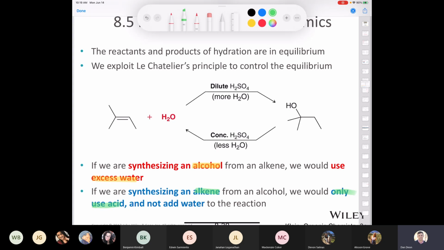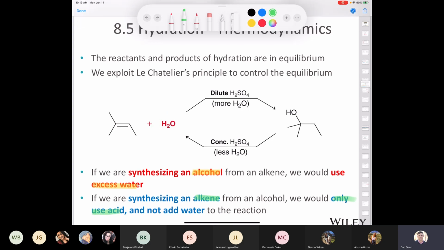Okay, now another way to remove water, and chemists have all kinds of ways to remove water. We can use something called molecular sieves, which we'll never talk about in this class. But there's a type of glassware called a Dean-Stark trap, which can also be used to remove water. So again, what's the crux, right? The idea is that we have mostly water here when we want to make the alcohol, and we have very little water here when we want to make the alkene, just like that.